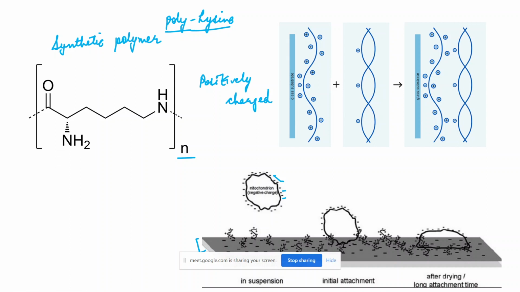So basically, this is your substrate, and here it's mitochondria, but here it can be our cell also. The cell membrane is negatively charged, and because of this positive-negative interaction, polylysine aids in attachment of the cells to your surface. But keep in mind that polylysine is not an ECM. It's just a synthetic compound which helps in attachment because of this charge distribution.